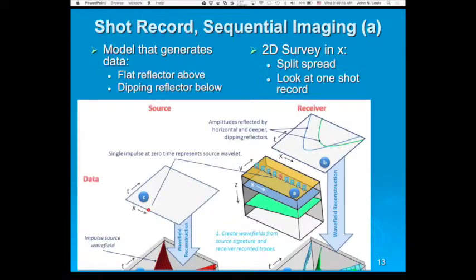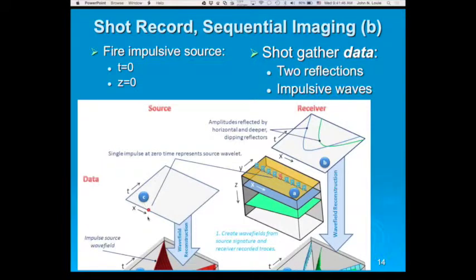And what we're going to do is examine the data and figure out how to migrate the data from one shot record. The shot record has a shot in the middle of the line, that red S there, and the receivers are on either side of it, so this is a split spread. We've got a 2D survey. The cable extends in the X direction. We're looking at just the shot record from the shot right here in the middle. And the Earth model that's down below has just these two simple reflectors.